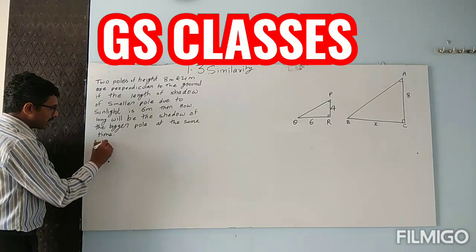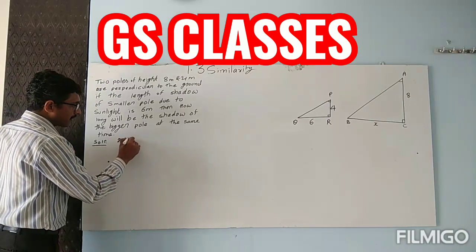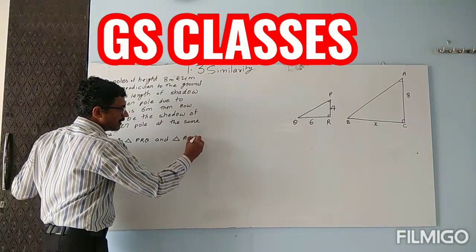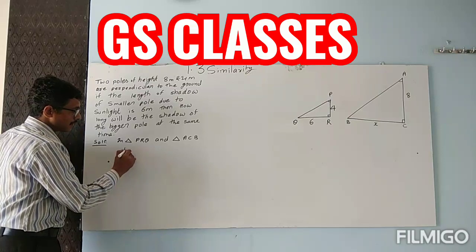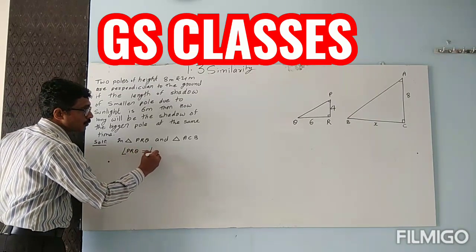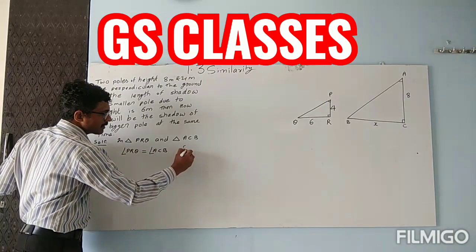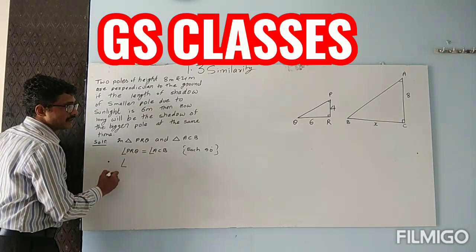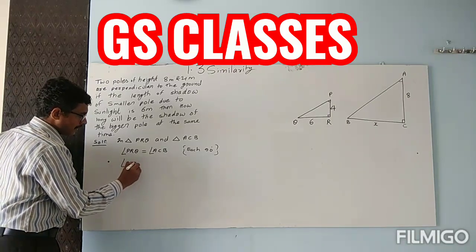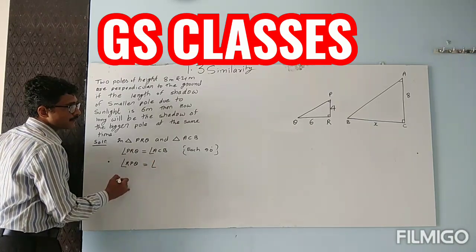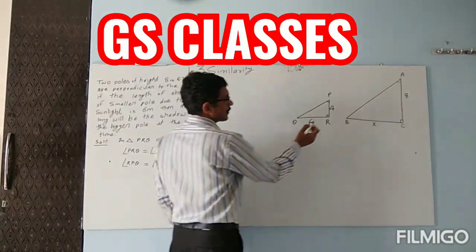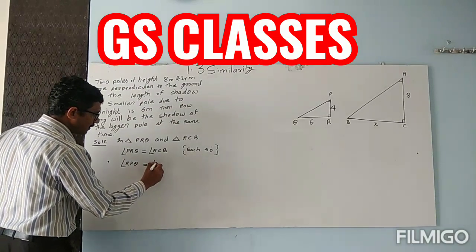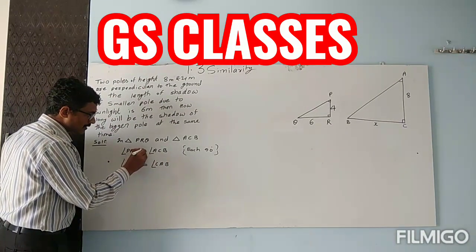First of all, we will write in our solution, in triangle PRQ and triangle ACB, angle PRQ equals angle ACB. What reason will you give? Each is 90 degrees. Also we can now write angle RPQ is equal to angle CAB, and the symbol will be like this, congruency. They are congruent.